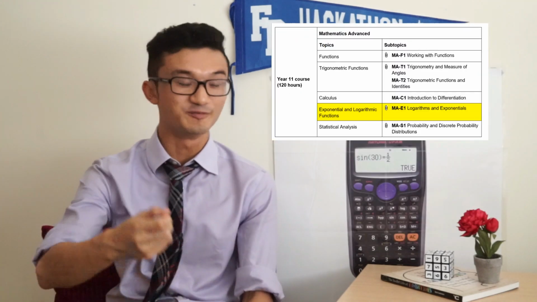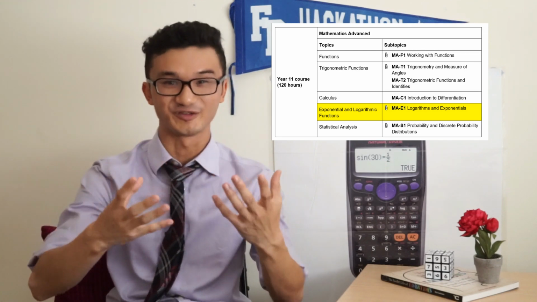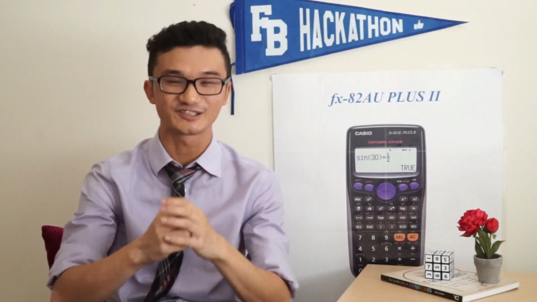Even something as simple as making a cup of coffee, putting it out and seeing how it cools over time, we can model that using something called the exponential function. Okay, so those are the topics in Mathematics Advanced and the major changes that have happened there.